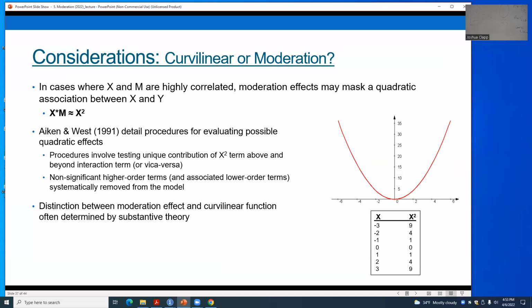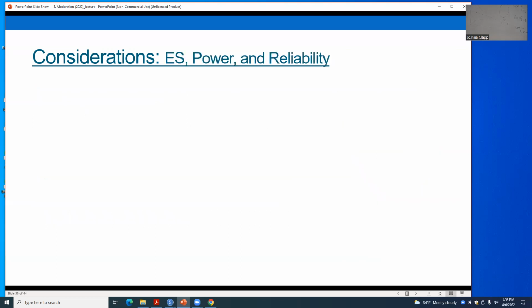And again, another pitch for looking at screening stuff in terms of trying to understand the nature of associations going on in my data. Okay, so if it comes up, Aiken and West have a nice chapter on this, talking about teasing this out. Definitely worth going through and taking a look at. All right.